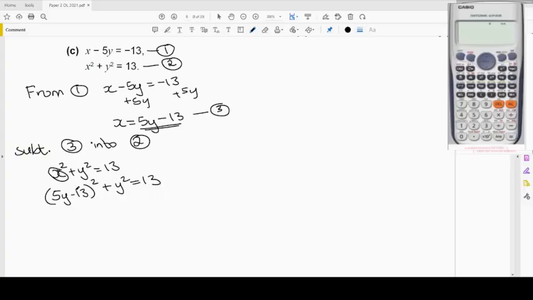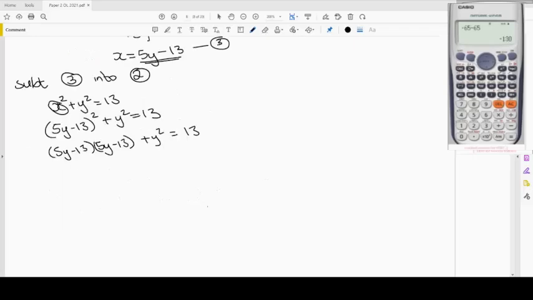And very important, you need to remember what squared means. Squared means you're multiplying something by itself. So (5y minus 13) squared means (5y minus 13) times (5y minus 13). Simply squaring the 5y and then subtracting the square of 13, that would not work. Okay, so you say 5y times 5y, this is 25y squared.